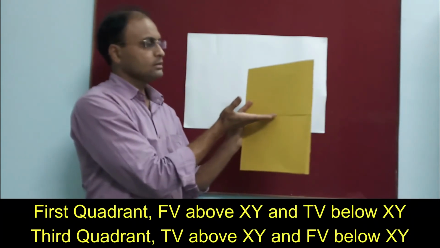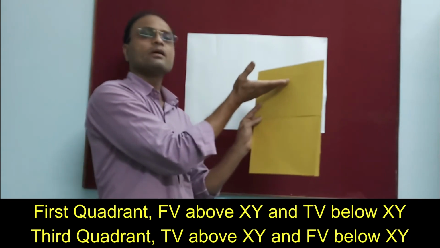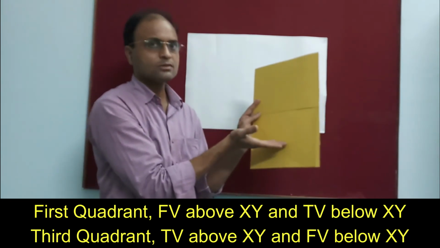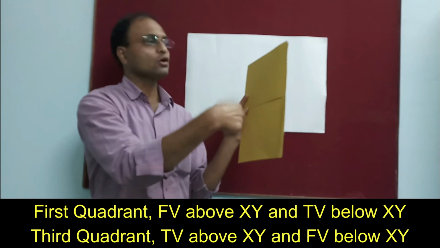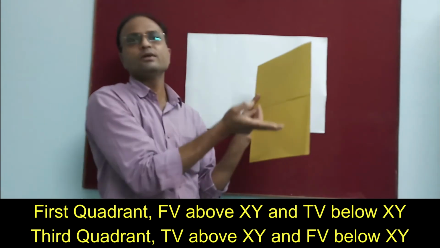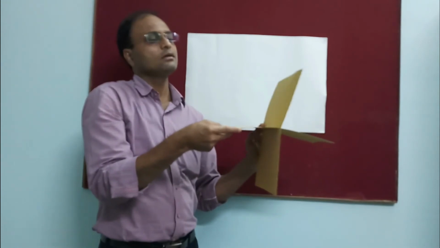In the first quadrant, you can recall, the front view was obtained above XY and the top view was obtained below XY. In the third quadrant, the top view is above XY and the front view is below XY. This is the way we get projections when the object is in the third quadrant.